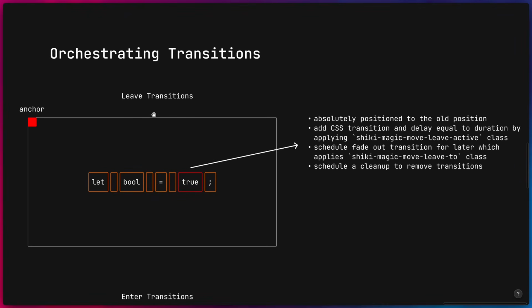In this example where we have a leave transition, we're going to absolutely position it at the old position, and then we're going to add a CSS transition and a delay equal to the duration by applying the Shiki Magic Move leave class. Then we're going to schedule a fade out transition for later, which applies the Shiki Magic Move leave-to class. And then we schedule a cleanup to remove the transitions.